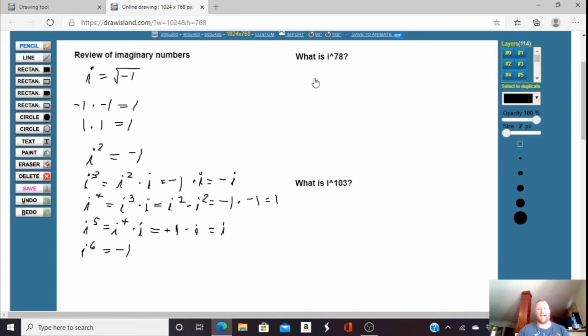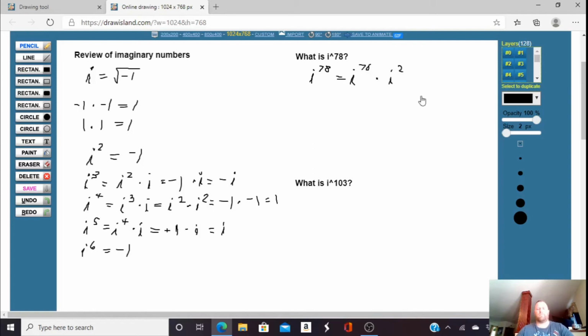So if I want to figure out i to the 78th power, well, I know that the pattern repeats every four times we go through i. So, go i to the first, i to the second, i cubed, i to the fourth, then it starts to repeat again. So if I divided 78 by 4, I'd get 19.5. So another way I can write this is i to the 76th power times i squared.